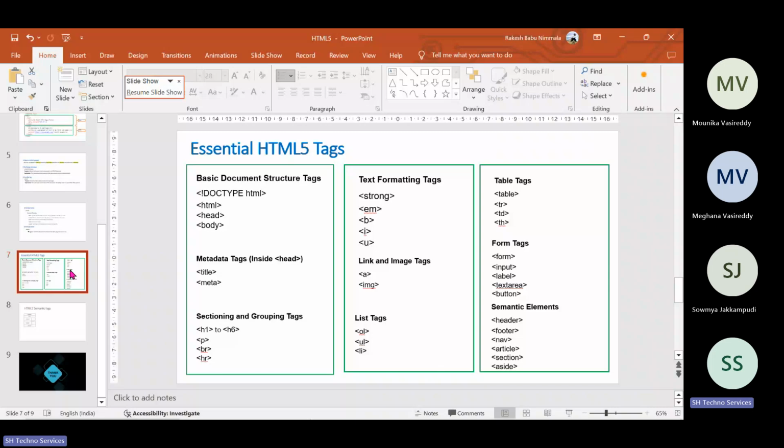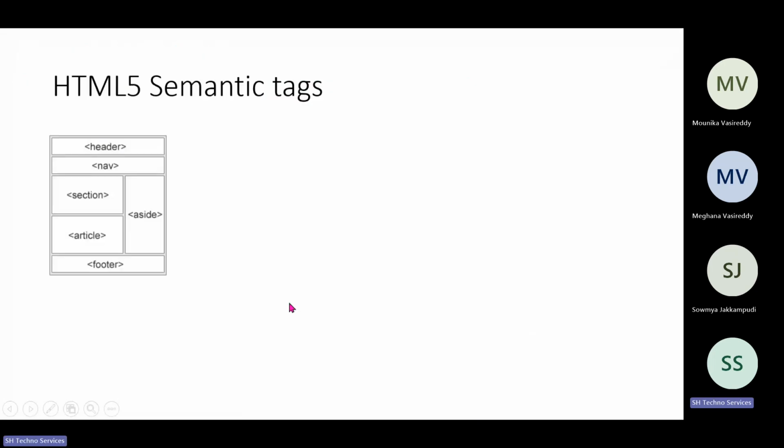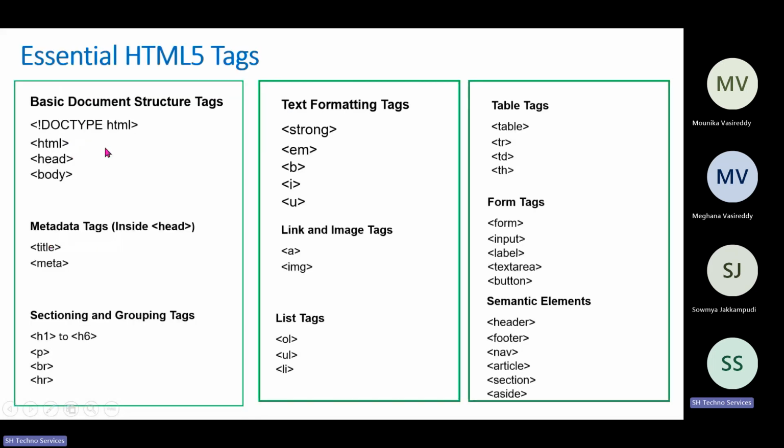Next one is semantic elements. We have header, footer, nav, article, section, and aside. To explain better, what is the use of semantic elements? Actually, it won't create these types of layouts, but the main use is that as developers, we won't write the code alone in real time. We always write in a collaborative way, with many developers. We will work on one feature, another developer will work on another feature.